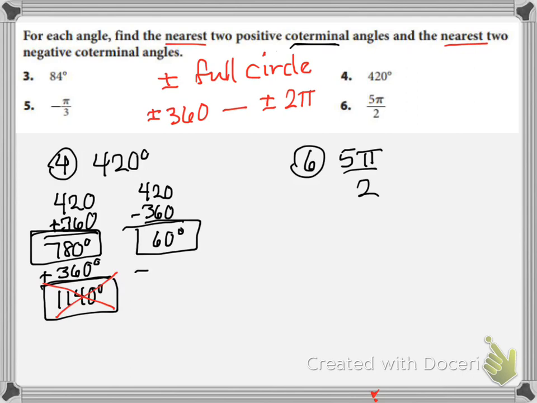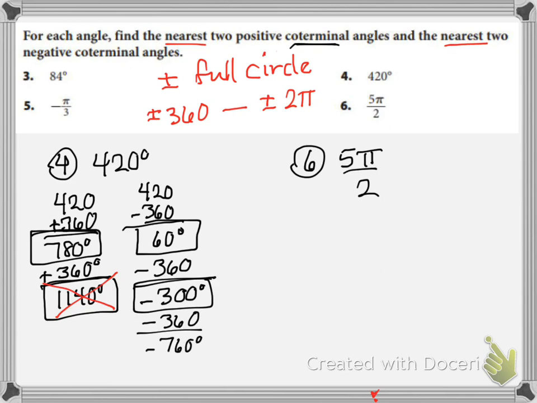So I'm going to go minus 360, which gives me negative 300 degrees. That's my first negative one. And minus 360 again to give me negative 660 degrees. Again, if you used this one for one of your positives, I wouldn't object to it. But you can't just say, I subtracted twice, I'm done. You have to make sure that you end up with at least 2 positives and at least 2 negatives.